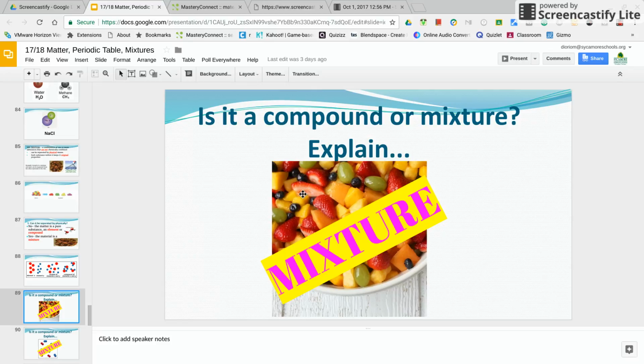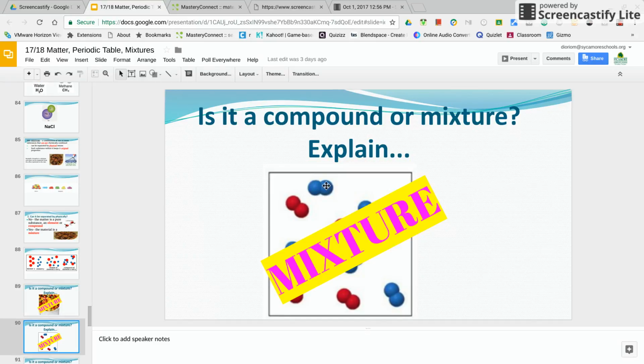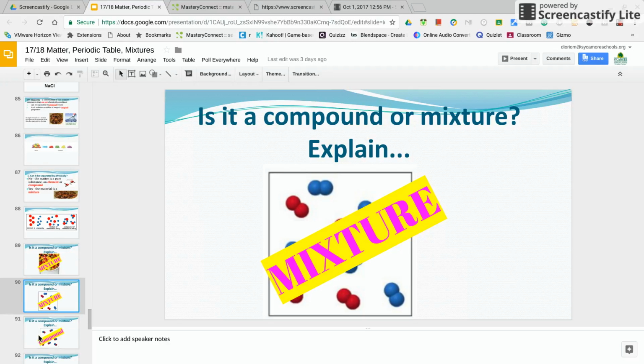I can pick this strawberry out, and that strawberry is still going to taste like a strawberry. It's going to have the properties of a strawberry, and this grape is going to have the properties of a grape. This blue atom is still going to have the properties of whatever element it represents. These two red atoms are going to have the properties of whatever element it represents, because these two are not chemically bonded together. So all the molecules in this substance are not exactly alike.